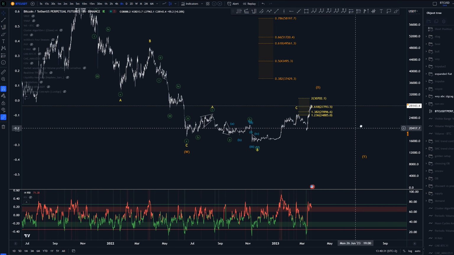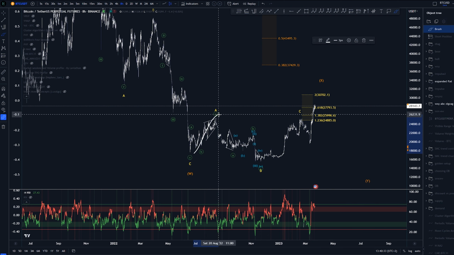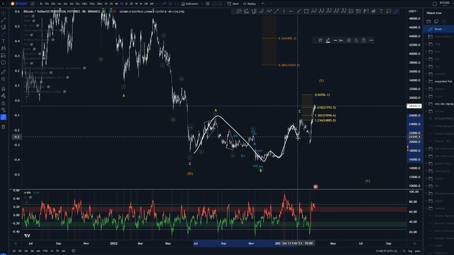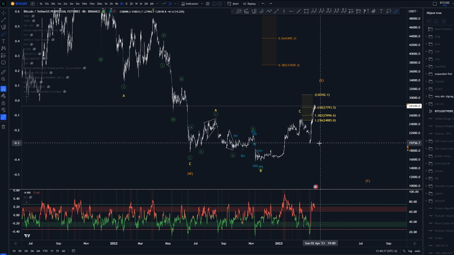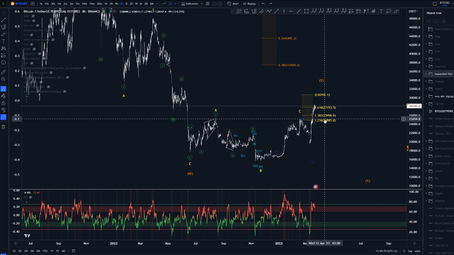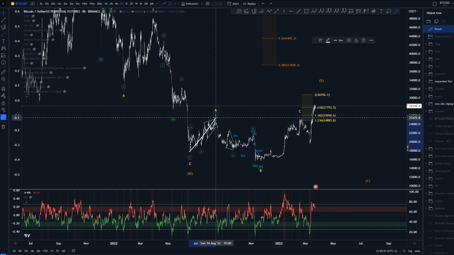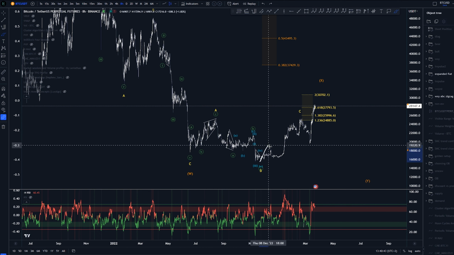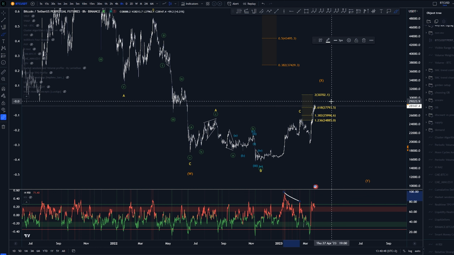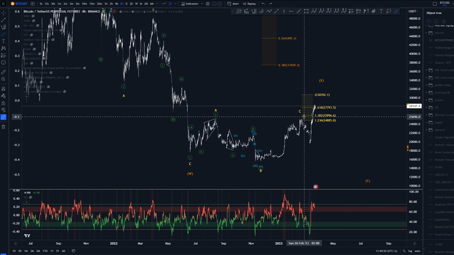Overall, again, the idea previously was that we had a B, and then 1, 2, 3, 4, 5. It looked very nice like that. We did extend to the 1.236 extension of this A wave for that C wave, and we had a nice 5-wave move here with the proper divergences all the way around. So again, it looked very decent.